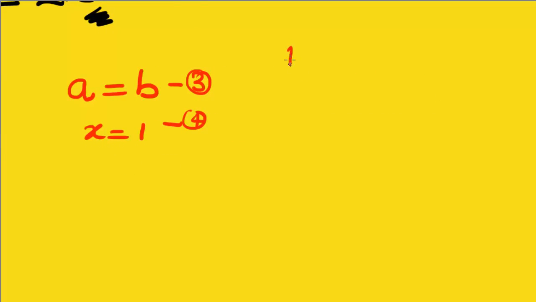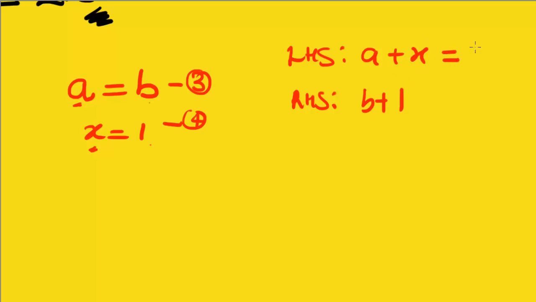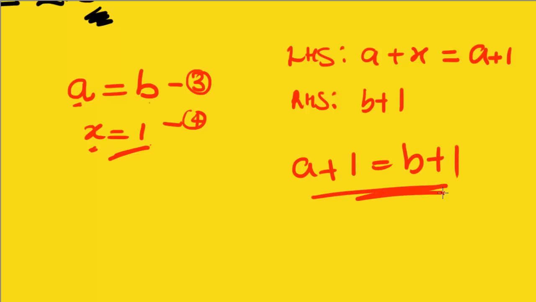Okay, so we do the left-hand side addition, and we get a plus x. And I'm doing the right-hand side addition, and I'm getting b plus 1. So we're having a plus x, but x is 1, right? From here. So I might as well write a plus 1. So what do we have? We have a plus 1 equals b plus 1 as a result of the addition of both equations.